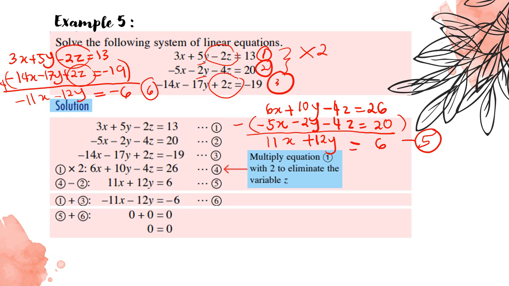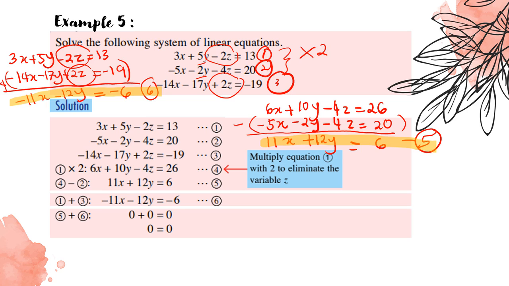So if you compare equation number 6 here and equation number 5 here, we are left with variable x and variable y. So we can eliminate these two variables.